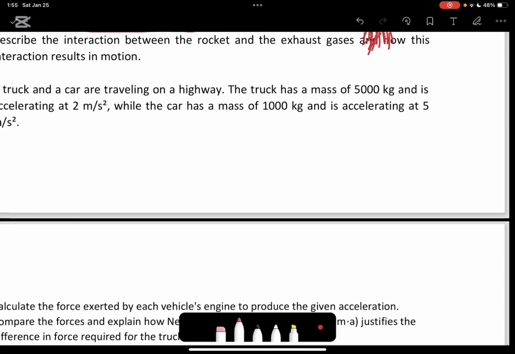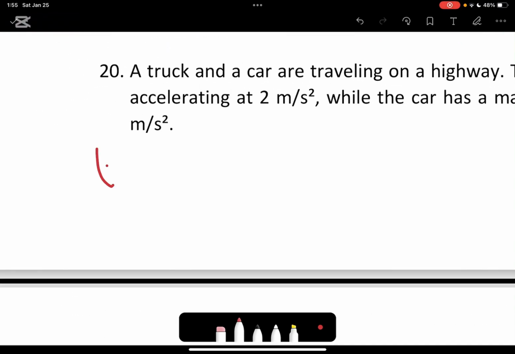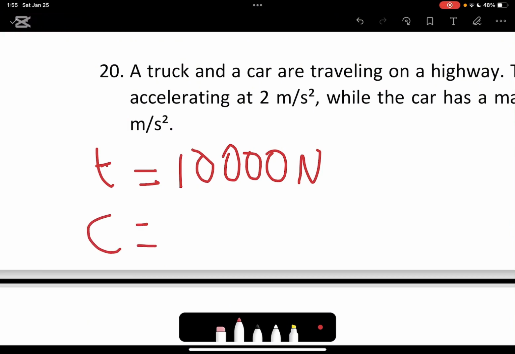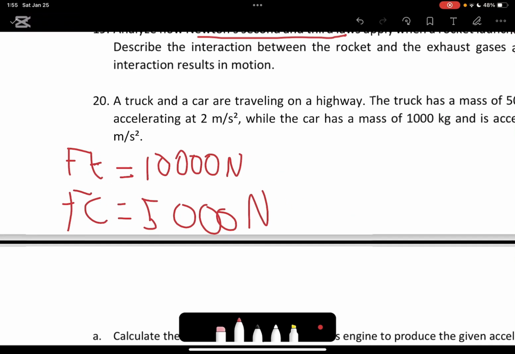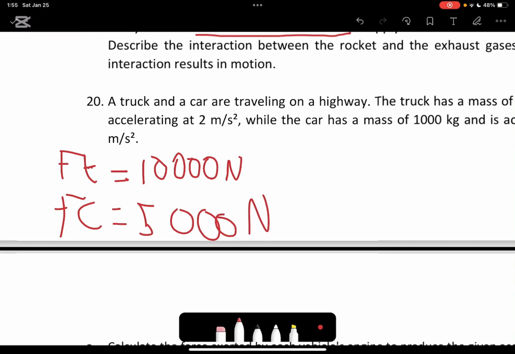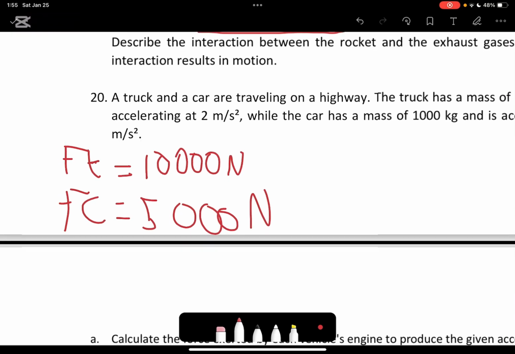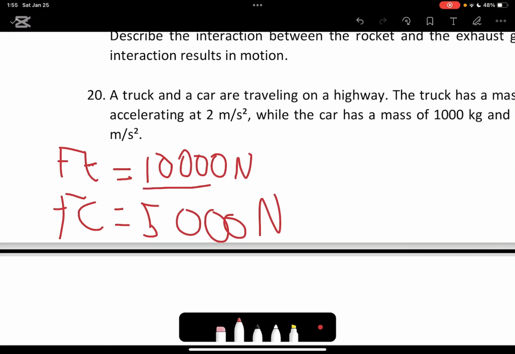So let me just write this down. The force of the truck, F_T, is 10,000 newtons, and the force of the car is 5,000. The truck requires 10,000 newtons of force, while the car only requires 5,000 newtons of force.